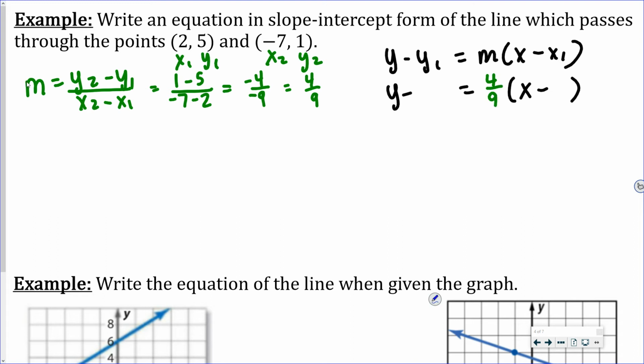And then you can use either point on your graph. I'm going to use the (2, 5) because those are nice numbers. There's no negatives or anything like that. And we get to here. Is this equation in y equals mx plus b form? No. But we can do that. It's just a little bit of algebra. All you got to do is distribute the 4/9.